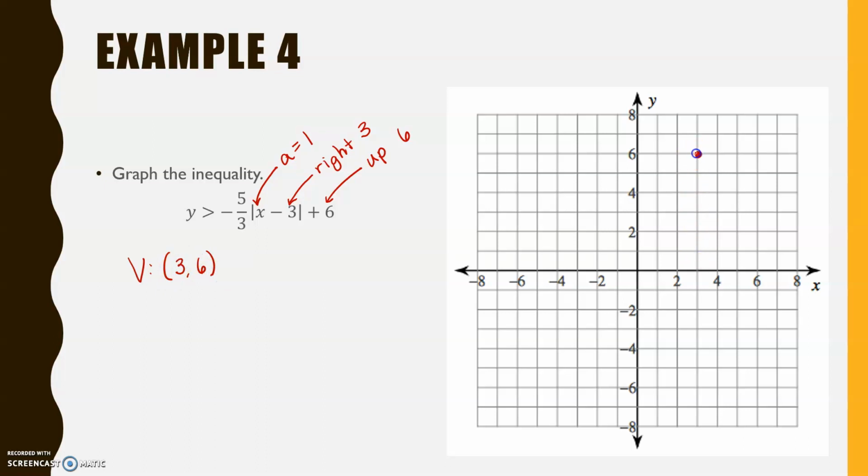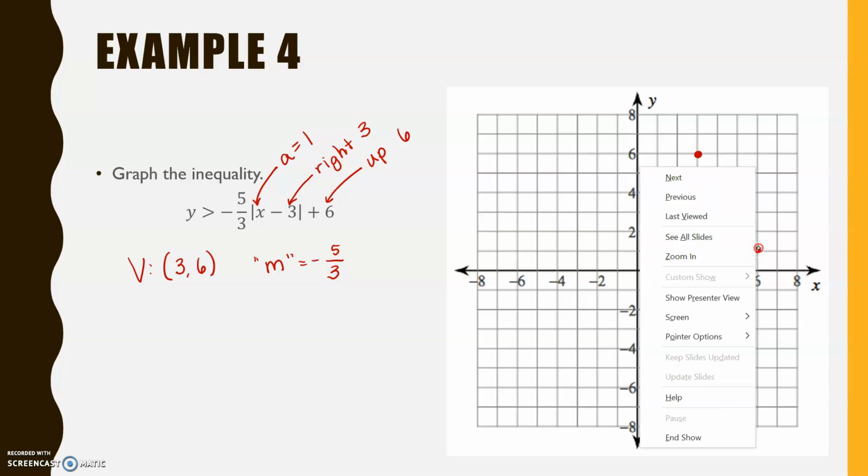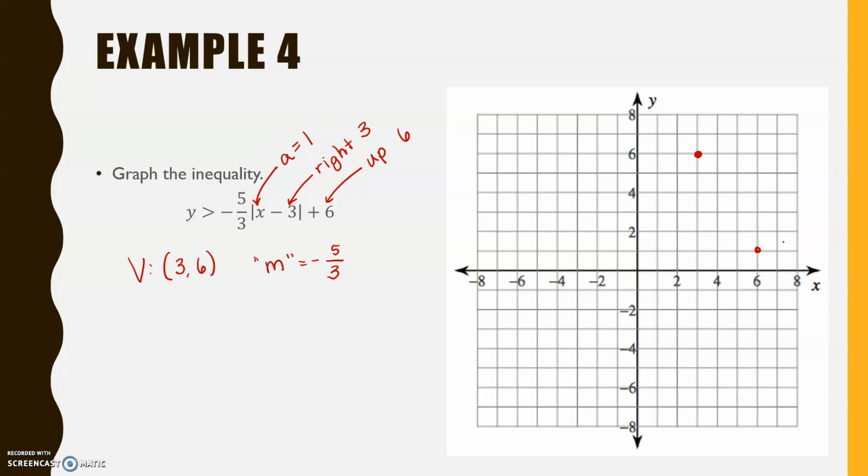Graph that point. And then I'm going to treat this as my slope. It's not technically slope, but it's the best way to think of it, I think. So from my starting point, I'm going to go down 5 and over 3. And then down 5 and left 3. Because, oh, I want to do that one more time. 1, 2, 3, 4, 5, 1, 2, 3. Because there's no line under it, it's going to be dotted.